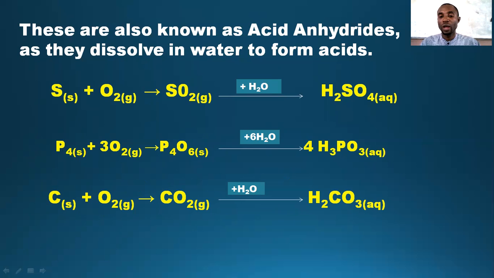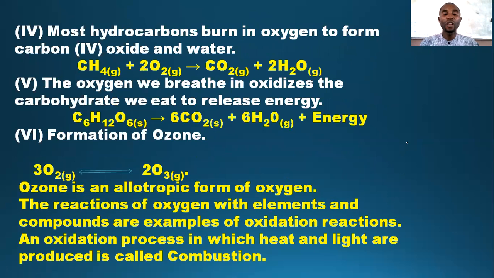Okay. Next thing is this. This one is for trioxophosphate. 6 minus 3, of course, will give you 3. Trioxophosphate 3 acid. All right. Another chemical behavior is this. Most hydrocarbons burn in oxygen to form carbon dioxide and water. Of course, hydrocarbons are known for combustion reaction. When they burn in air, they will produce carbon dioxide. So it's one of the chemical properties of oxygen, because it supports combustion of hydrocarbons.